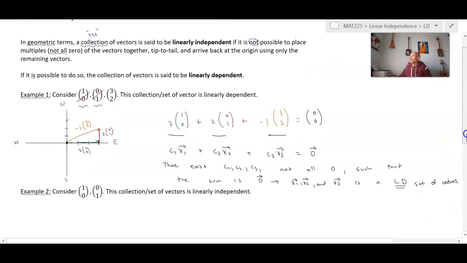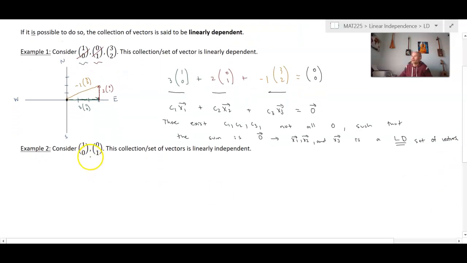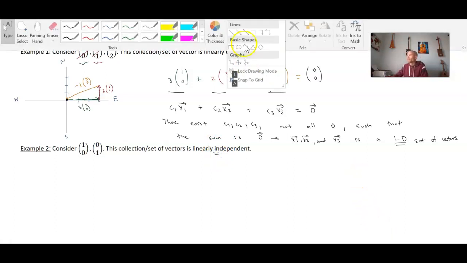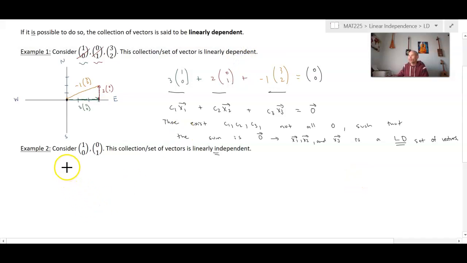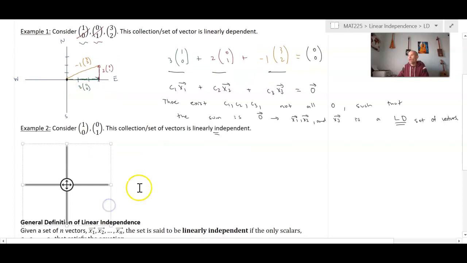Let's look at another example, but in this case, you notice that I've just left off the 3, 2 vector, and now this set is linearly independent. Why is that true? Well, in this case, what I'm arguing is that using only these 2 vectors, there is no way for me to leave the origin and arrive back at it using only the second vector, since I only have 2 here.